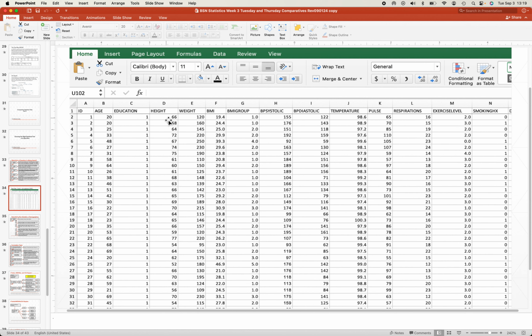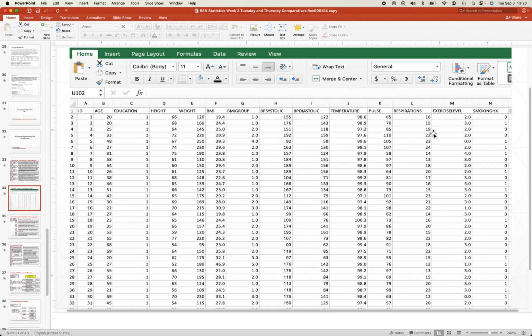We have their height in inches. So participant number 1 was 66 inches tall, weighed 120 pounds, and had a BMI of 19.4. This is what a data set looks like. And the characteristics of the data set is that we have our variable names in row 1 across the top. Each row is a participant, and this could go down to hundreds of participants.